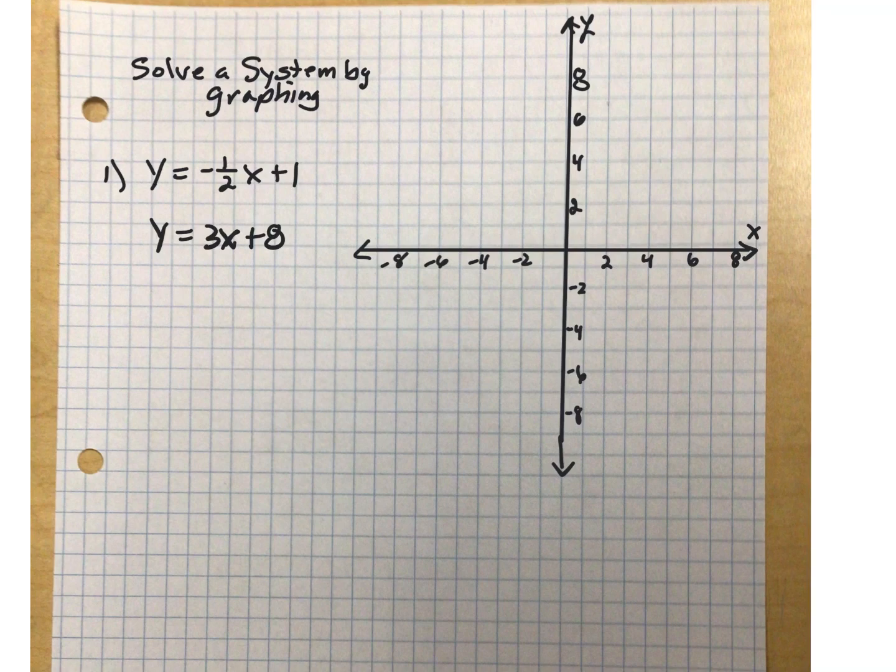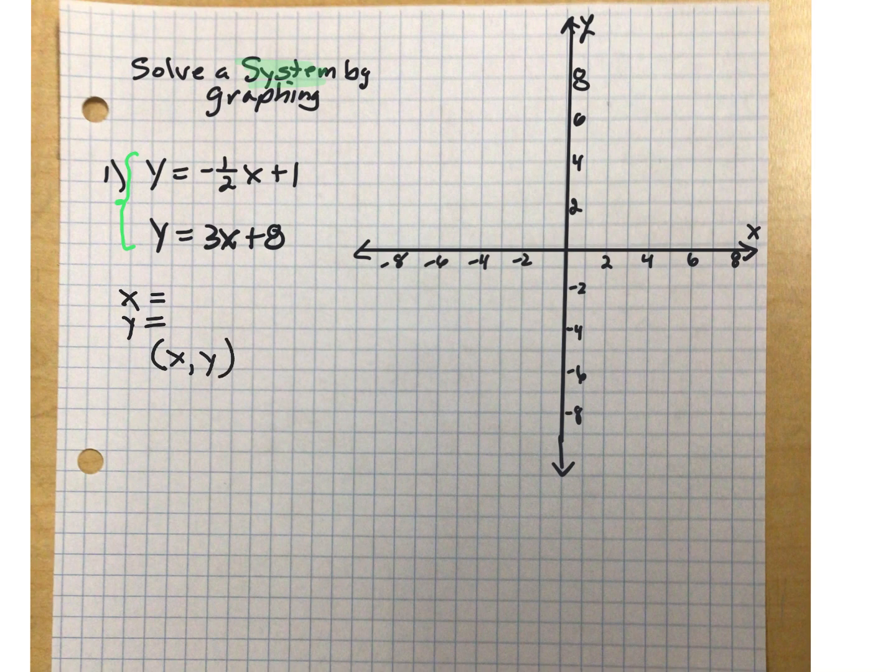Okay, in this video, we're solving a system of equations by graphing. So remember what a system is. A system of equations is when you have two or more equations, and we are trying to find what x equals and what y equals that will make both equations true. And when we find those answers, we usually write the answers as an ordered pair.